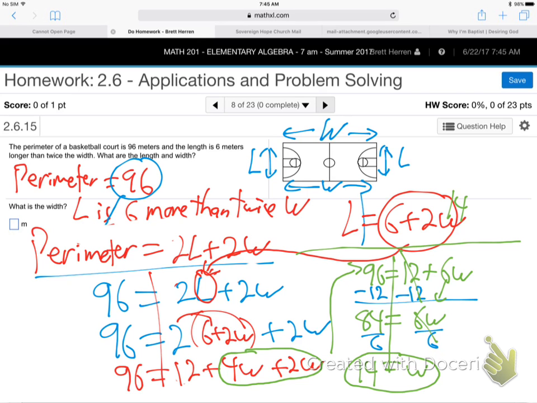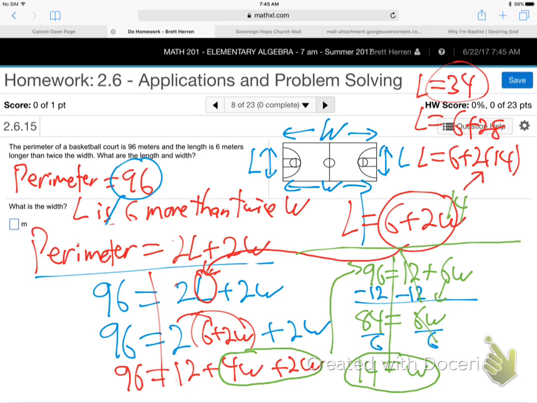L is 6 plus 2W. We know what W is, 14. Plug it in, unlock it, right? So then L will equal 6 plus 2 times 14. And so that is what? 6 plus 28, yeah, 34. L is 34. Length is 34, width is 14. We got it. There it is.